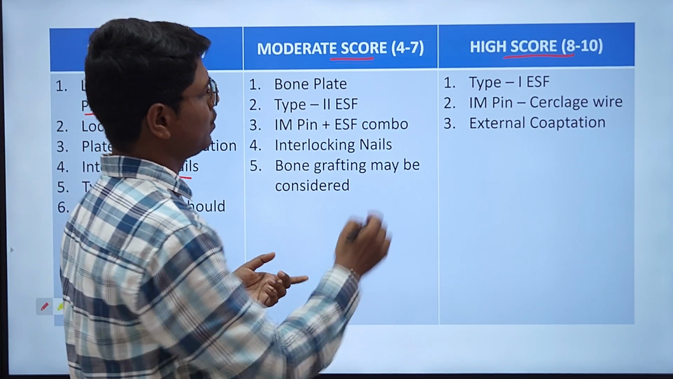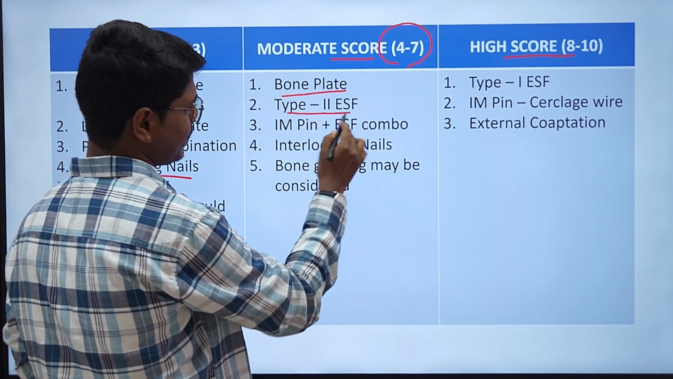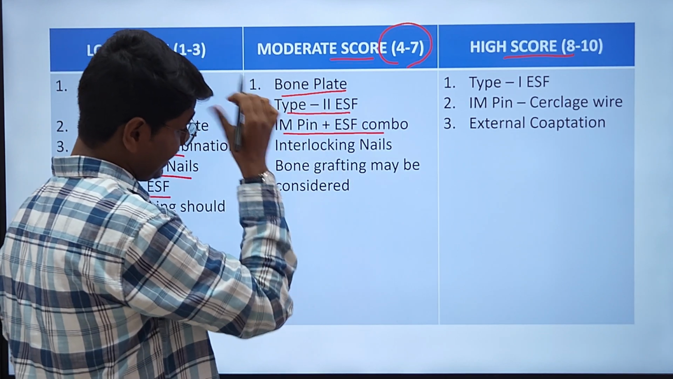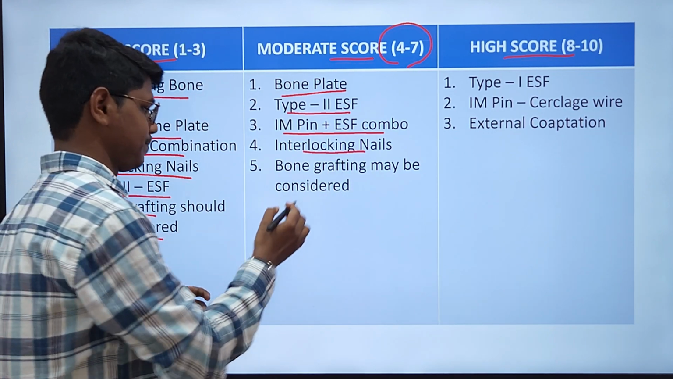In the moderate score, when the score is between 4 to 7, you can simply use a bone plate, type 2 ESF, we'll discuss ESF, don't worry, IM pin plus ESF combo, or interlocking nails. Here bone graft may be considered, it may not be necessary.